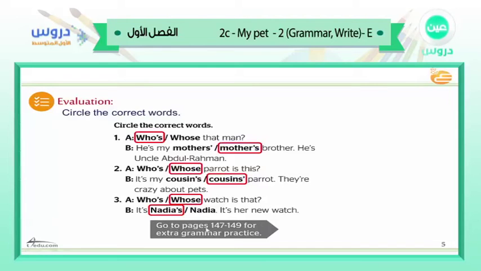So go to pages 147 to 149 for extra grammar practice. I want you later, when we finish our lesson, to go to these pages and try to do more exercises. Okay, practice more. Very nice.